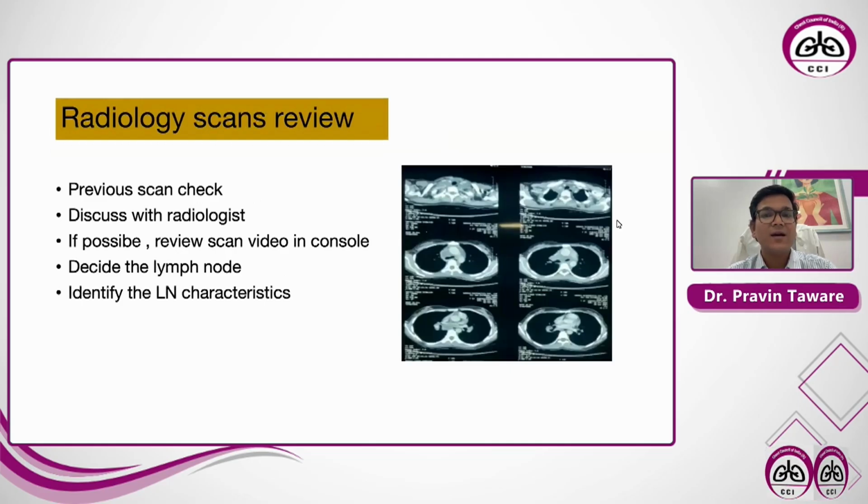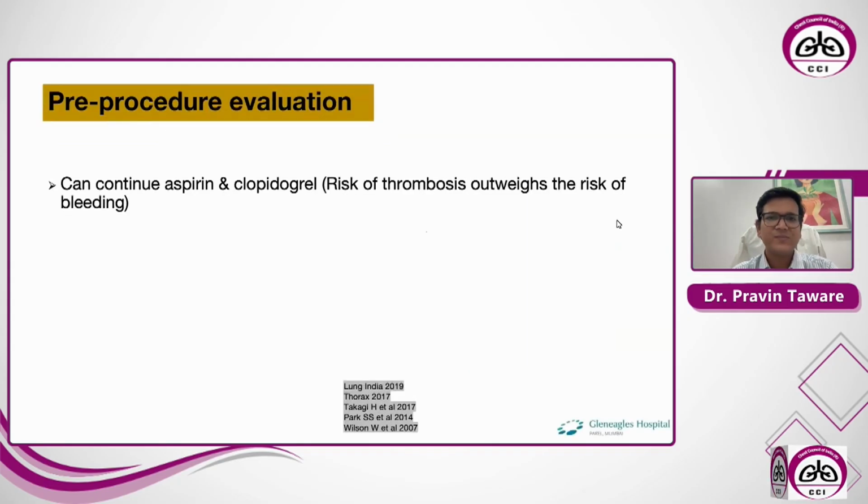Reviewing the radiology scans prior to the procedure is very important. Always check previous scans. Discuss with the radiologist if you have any doubt. If possible, review all the scans in the form of videos on the console and decide the lymph node station before doing the EBUS procedure, and identify the lymph node characteristics. You can jot down the differential diagnosis depending on those lymph node characteristics for your pre-test and post-test diagnosis.